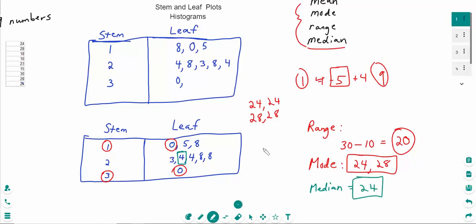Okay? Now remember, just as a review, if there was an even number of numbers, so let's say there were 10 numbers here, maybe let's just throw another one down here. Maybe this one was 32, right? With a leaf of 2 with a stem of 3. So let's say there was a 10th number, 32. Well, then remember what you would have to do. What's the middle number? Well, there really isn't a single middle number because there's an even count. So if there are 10 numbers, we're going to take the 5th number and the 6th number.